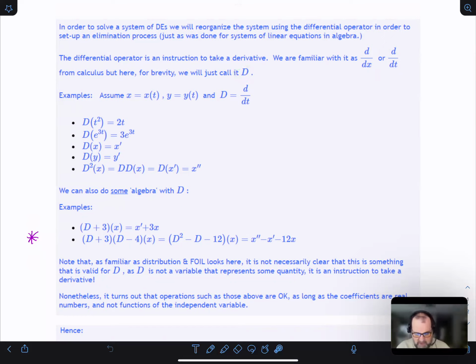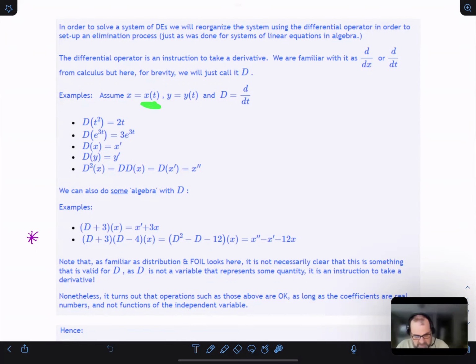Again, we will not call it d/dt, we will just use D. So if the independent variable is t, then we can do things like these, yes? D acting on t squared is just telling you to take the derivative. D acting on 3t is just telling you to take the derivative.